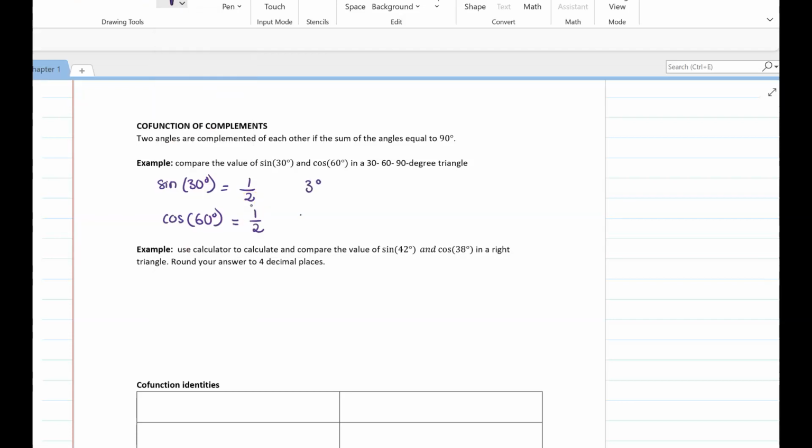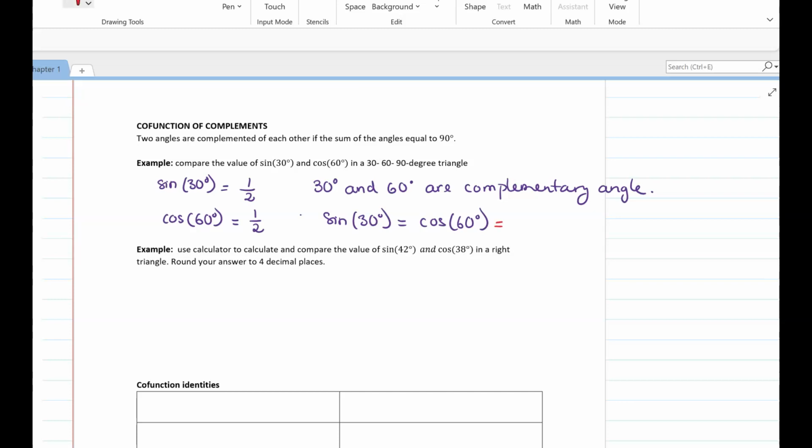Note that 30 degrees and 60 degrees are complementary angles. So sine of 30 degrees equals cosine of 60 degrees. Or I can rewrite cosine of 60 degrees as cosine of 90 degrees minus 30 degrees.